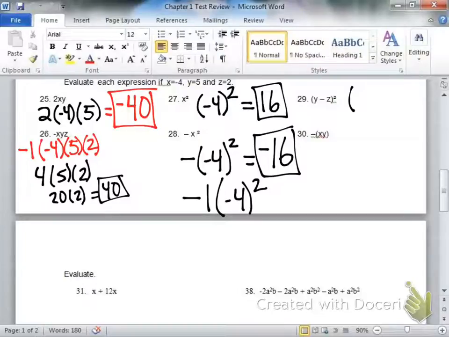Number 29, we want to take the y out and put a 5 in. We want to take the z out and put a 2 in. What is 5 minus 2? And what is 3 squared? 9.